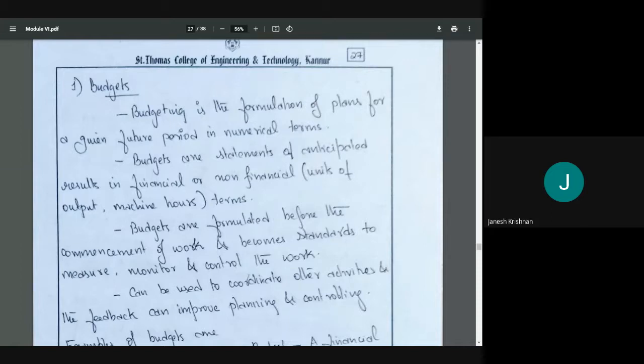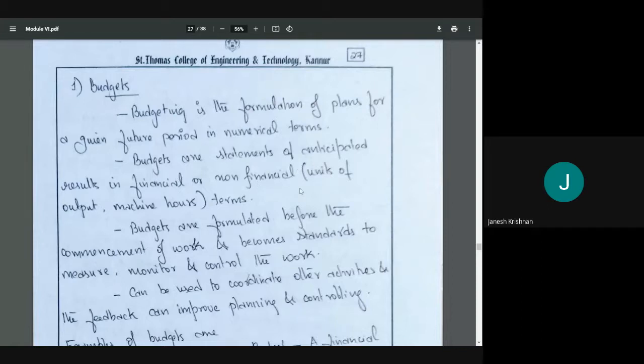Similarly for workforce also. I may need the person only for a few days, so I will not give him a permanent post. It will be temporary, until the work is completed. So that budget will be in work hours. The budgets are statements of anticipated results in financial or non-financial terms.